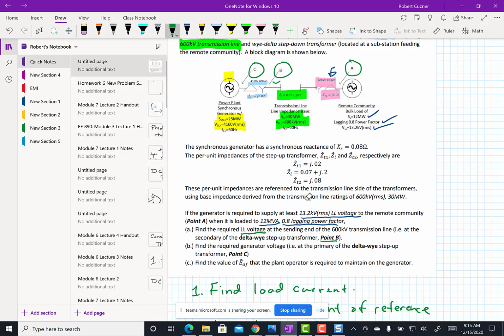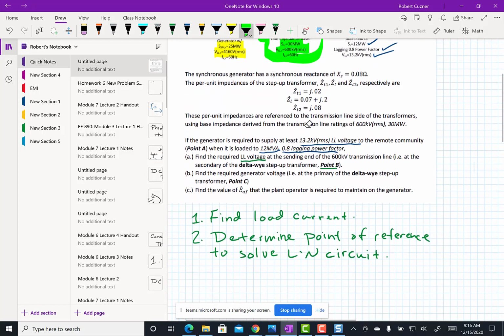Yeah. Everything should be solved in this region here. Refer everything to there, because then everything can hinge off of that. That's why I gave you the rating of the transmission line.